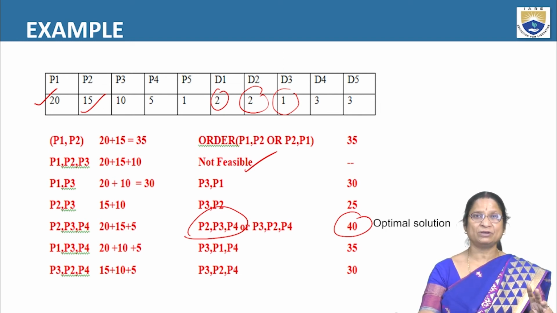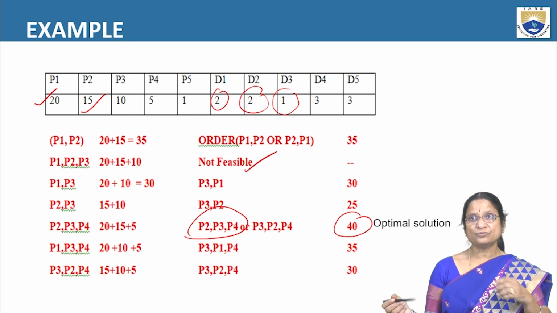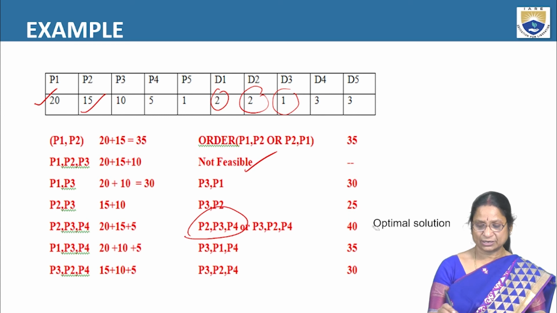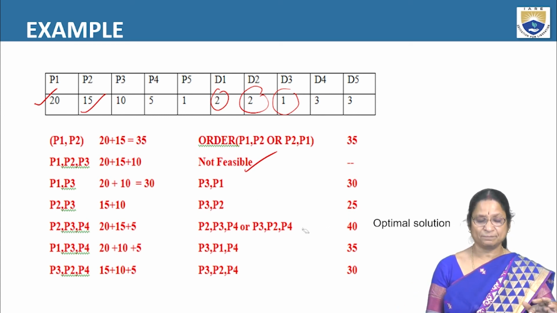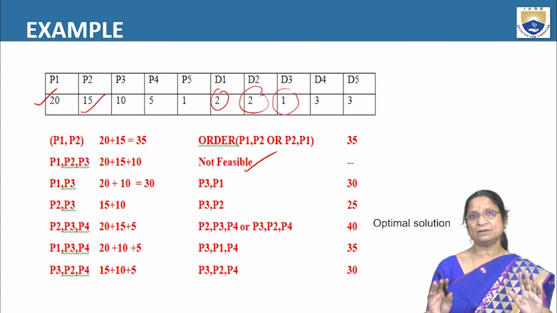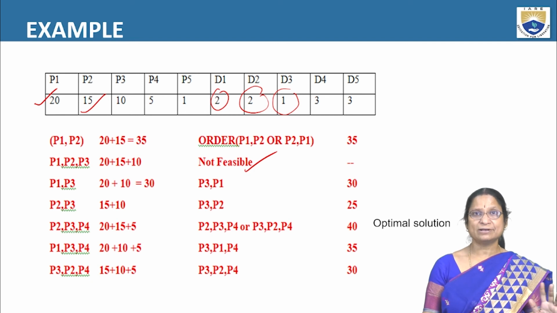Next, we tried for P3, which is not feasible for us. Then we try for inclusion of either P4 or P5. But P5, job 5, is earning more profit, 5. So that's why we are considering this one. So 40 is the optimal solution. And the order of the jobs may be anything here, P2, P3, P4 or P3, P2, P4. But remember, job 4 must be the last job, because its deadline is 3.